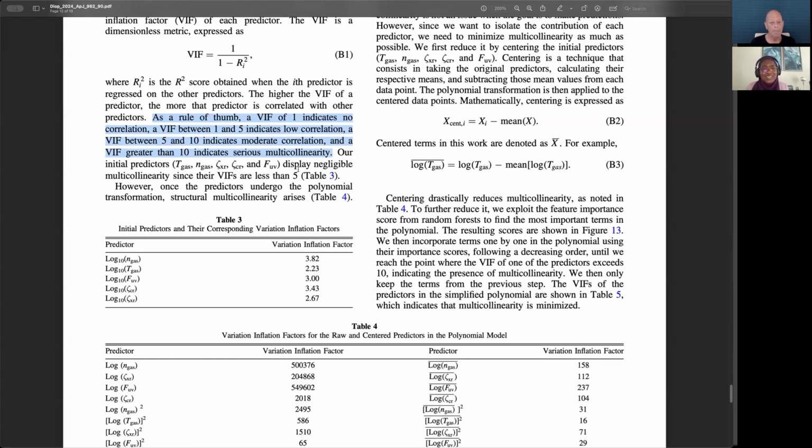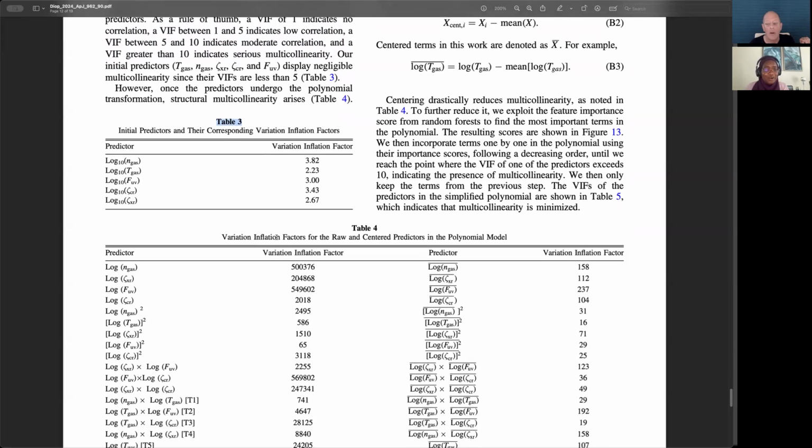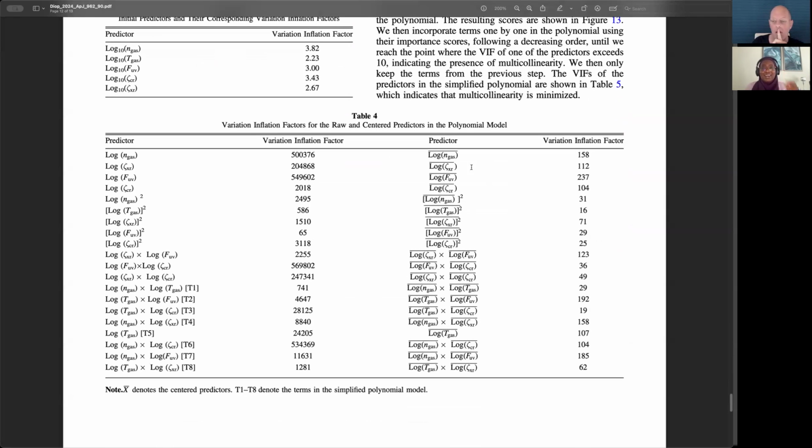When we look at table 3, for instance, when we just look at the linear terms like gas density and gas temperature directly, we see that our variation inflation factors are below 5. So we're good on the linear side. Then you go to table 4 and you start adding all these other square terms and cross terms, and you start having very high variation inflation factors. So we had to deal with this if we were to use the coefficients to interpret our results meaningfully.